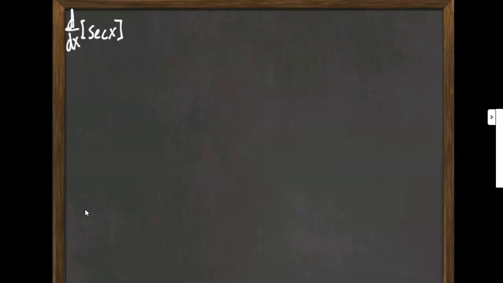So in the last video, we talked about the derivative of tan x. Now we're going to talk about the derivative of secant x. We're basically going to follow the same idea. Secant is 1 over cosine x.